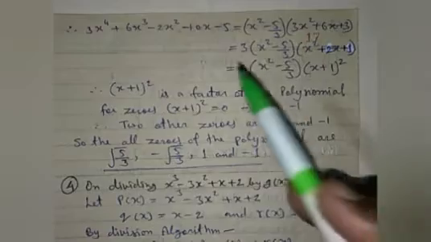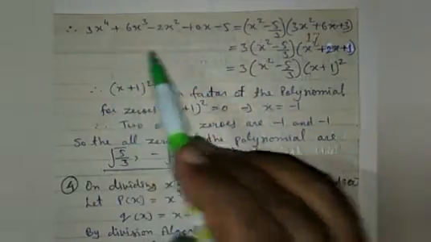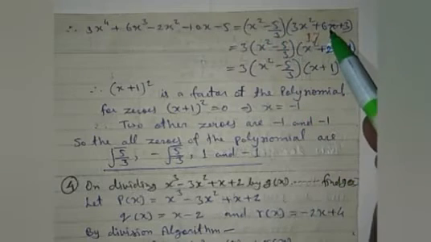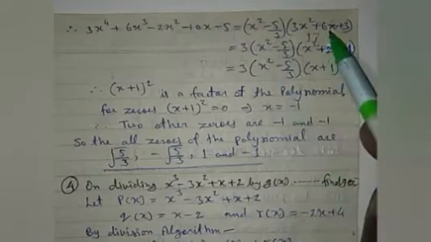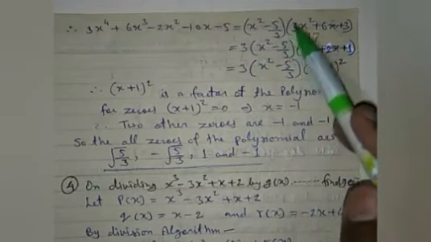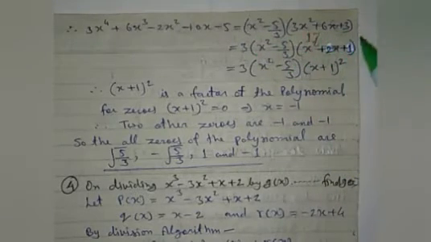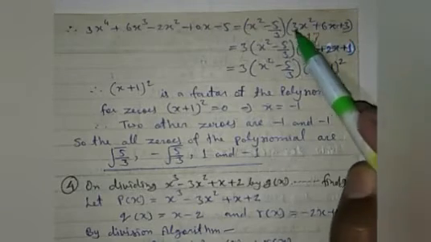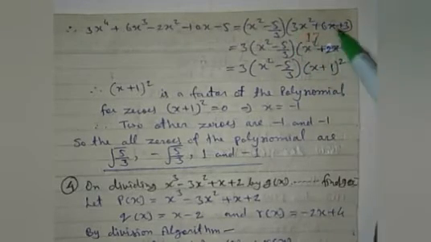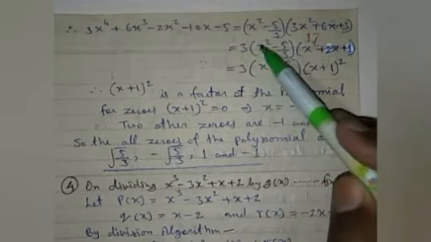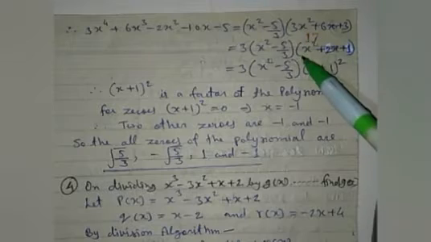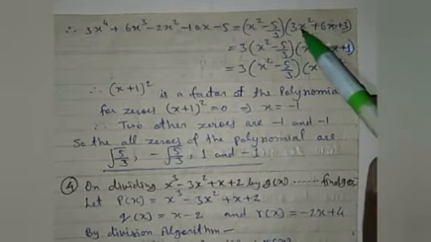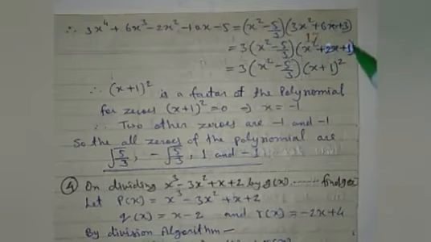As you see, by the rules of division, the dividend is equal to the divisor into quotient plus remainder, and the remainder is 0. So it has these two factors, x square minus 5 by 3 and 3x square plus 6x plus 3. Taking 3 common in the second polynomial, you will get 3 common and x square minus 5 by 3, then the second term will be in brackets x square plus 2x plus 1.